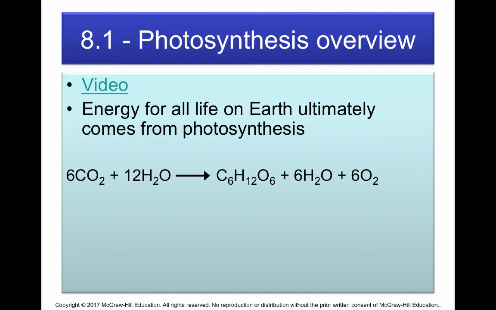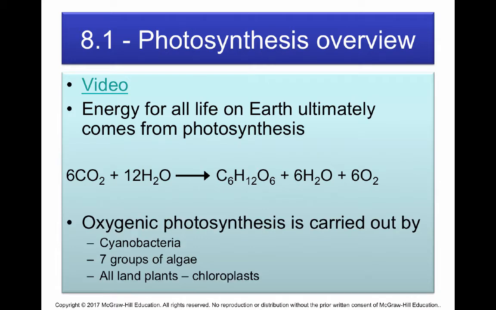This is our formula for photosynthesis, so it looks real familiar, or at least it should. If you just reverse the arrow, that would be the formula or the equation for cell respiration. So instead we have our reactants being carbon dioxide and water, and our products are glucose, water, and oxygen. So when we talk about photosynthesis, we always have talked about oxygenic photosynthesis. We've just never called it that.